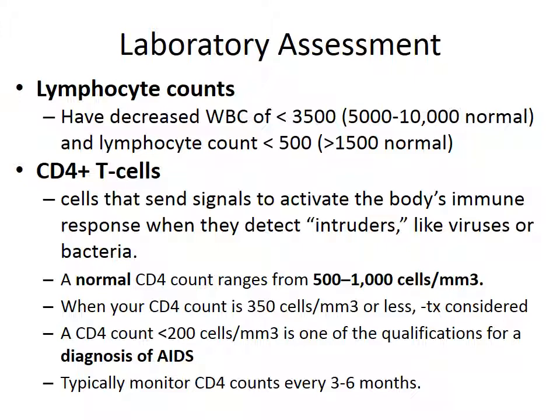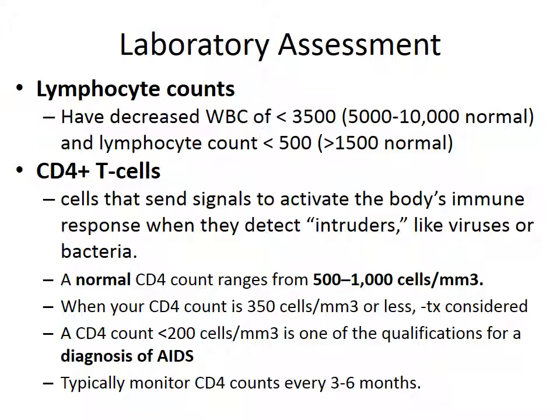Laboratory assessment. Lymphocyte counts have decreased: WBCs of less than 3,500, where the normal is 5 to 10,000, and a lymphocyte count of less than 500, with 1,500 being the normal. CD4 plus T cells are cells that signal to activate the body's immune response when they detect intruders like viruses or bacteria. A normal CD4 count ranges from 500 to 1,000 cells per cubic millimeter.